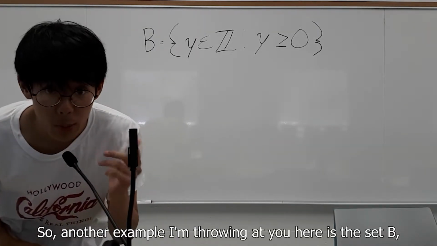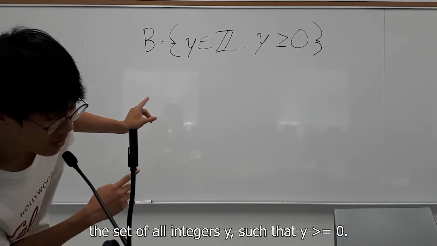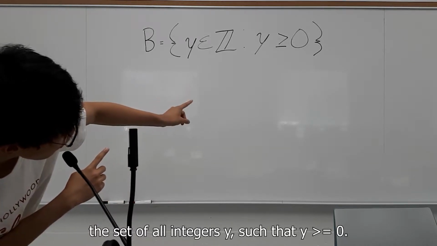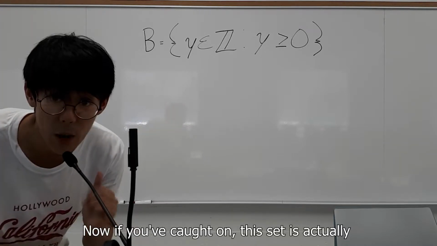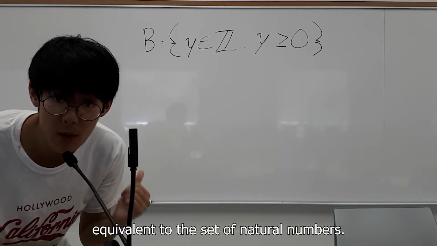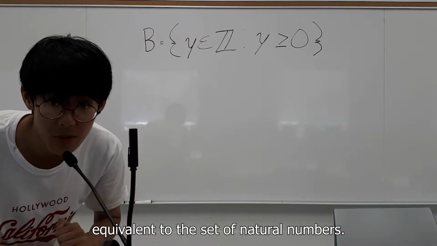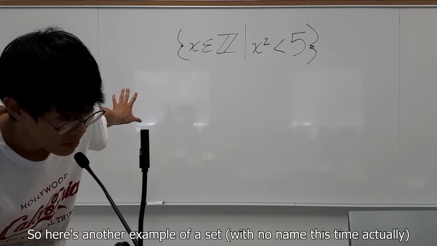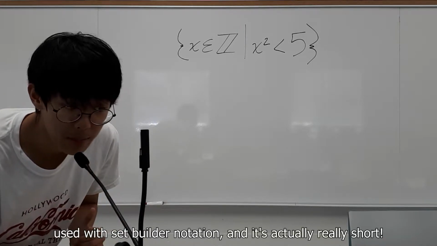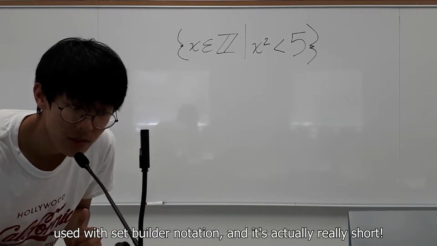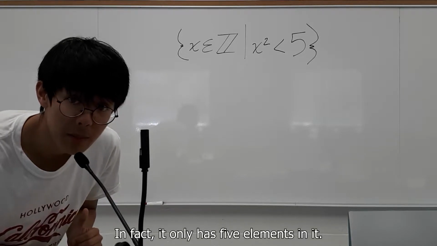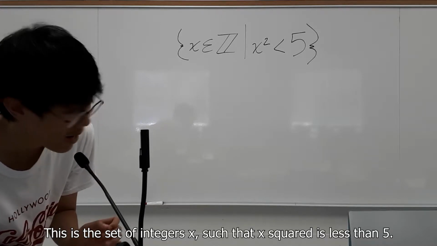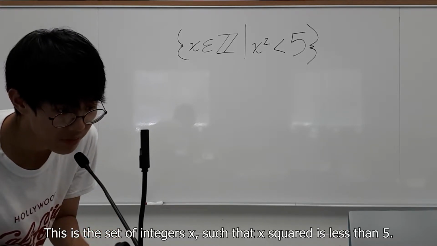So, another example I'm throwing at you here is the set B is the set of all integers y such that y is greater than or equal to 0. Now, if you've caught on, this set is actually equivalent to the set of natural numbers. So here's another example of a set with no name this time, used with set builder notation, that is actually really short. In fact, it only has 5 elements in it. This is the set of integers x such that x squared is less than 5.